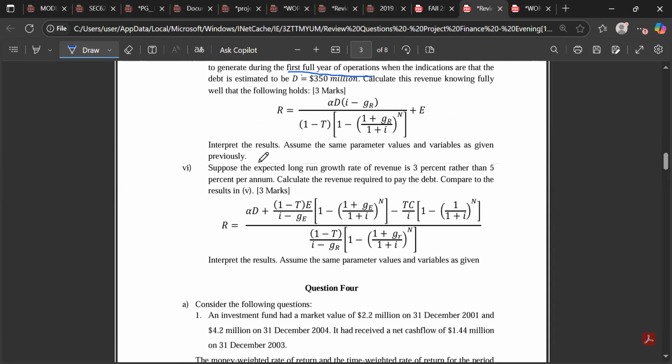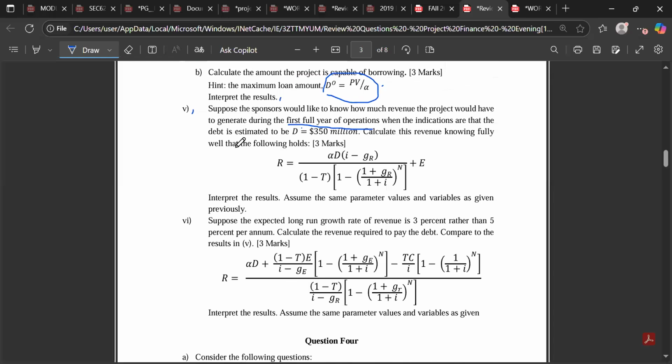Part 6 says, suppose the expected long run growth rate of revenue is 3% rather than 5%. So growth has changed to 3% from 5%. Find the revenue required to pay the debt and compare to that in 5. So I'll find the revenue in this one and compare it to this one.